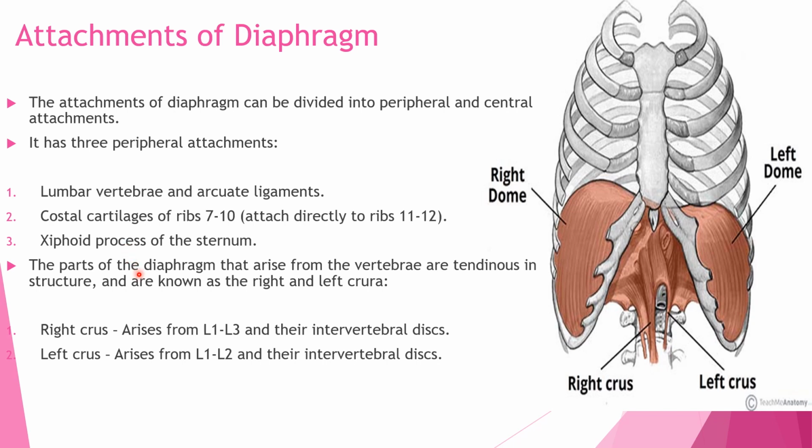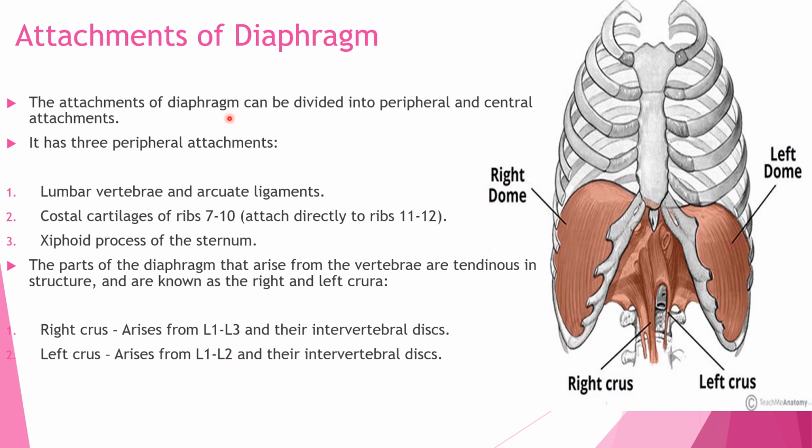The parts of the diaphragm that arise from the vertebrae are tendinous in structure and are known as the right and left crura. The singular is crus. The right crus arises from L1 to L3 and the left crus arises from L1 and L2.